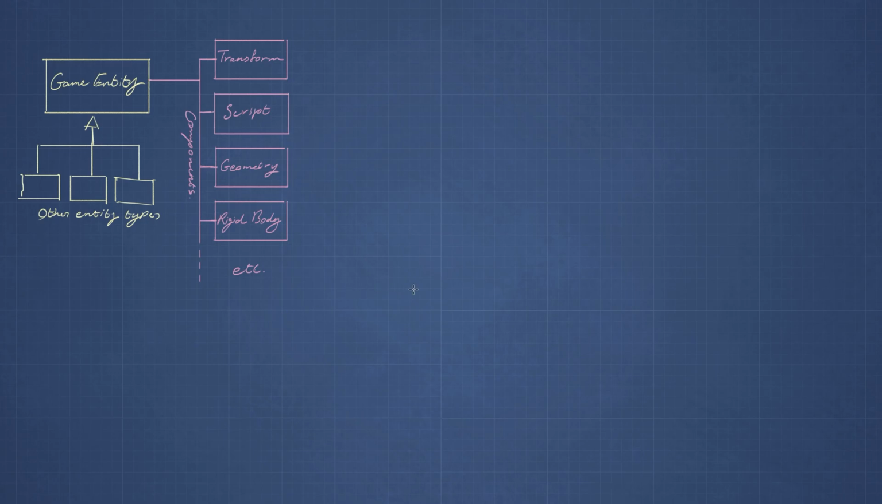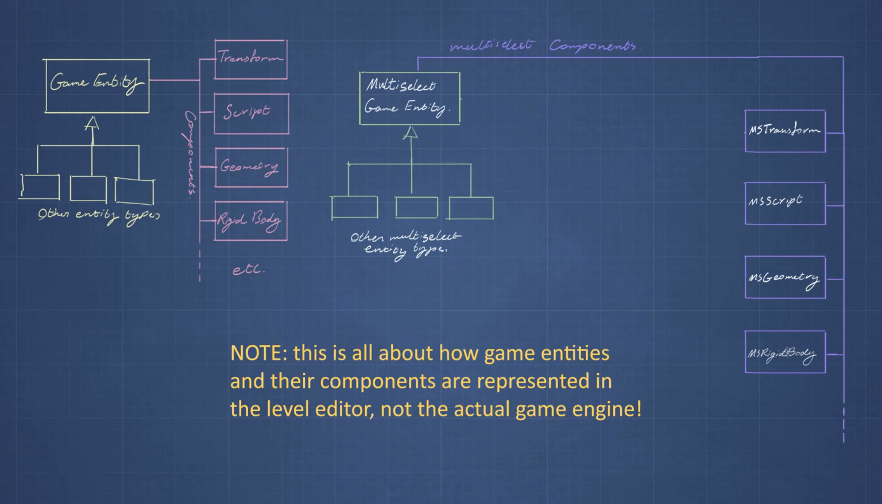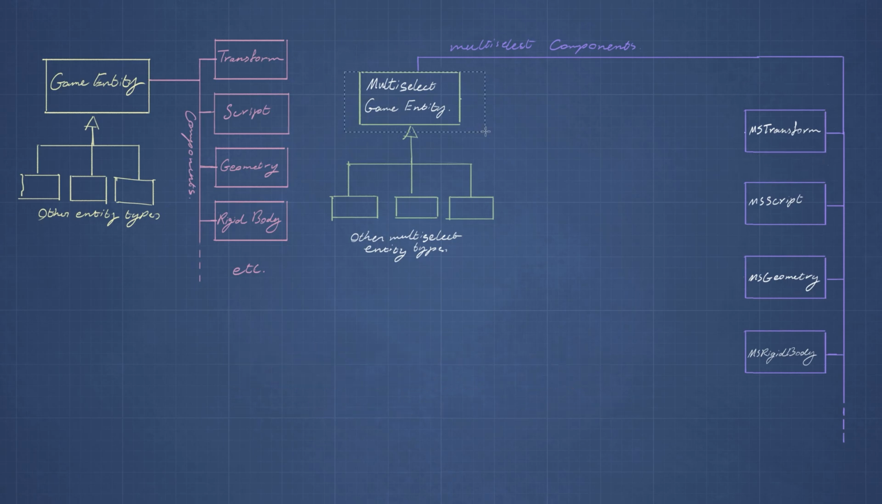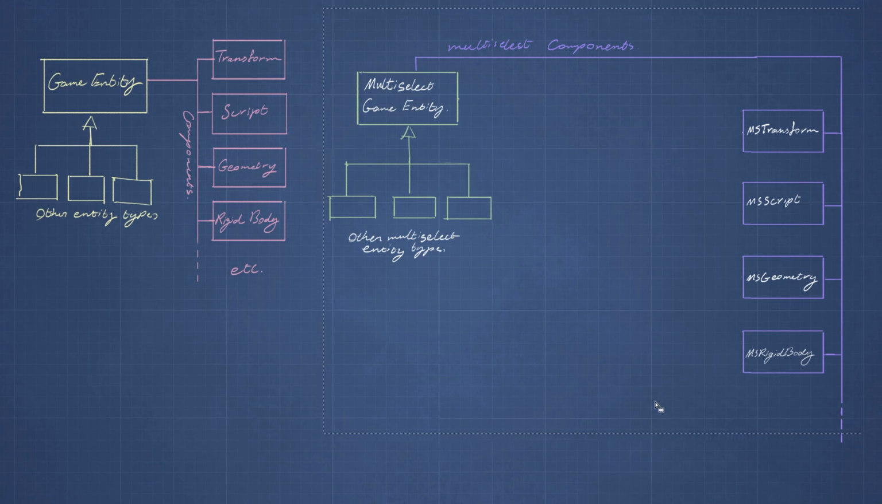And what I want to have for multiple selections is an analogous type of entity, and that's a multi-selection entity. And it has its types of multi-selection components. For each type of component that we have, we also have a multi-selection component version of it. And likewise, this multi-select game entity can act as the base class for other types of multi-select entities. So we can have multi-select light entities and multi-select cameras. Of course, we don't have to save any of these to our project because it's just used by the editor, so we can handle multiple selections.